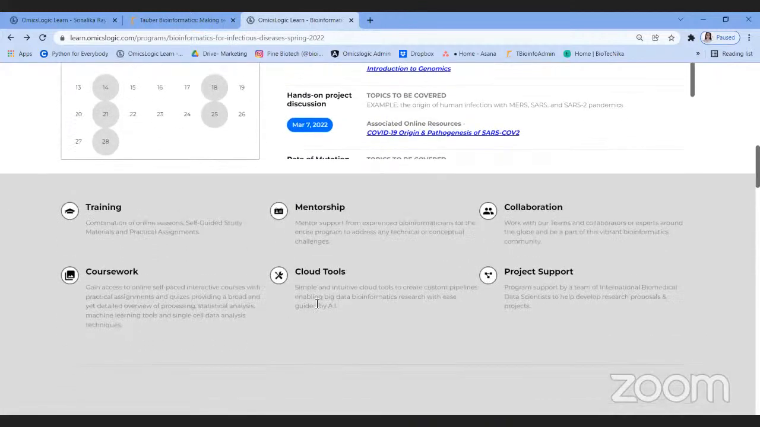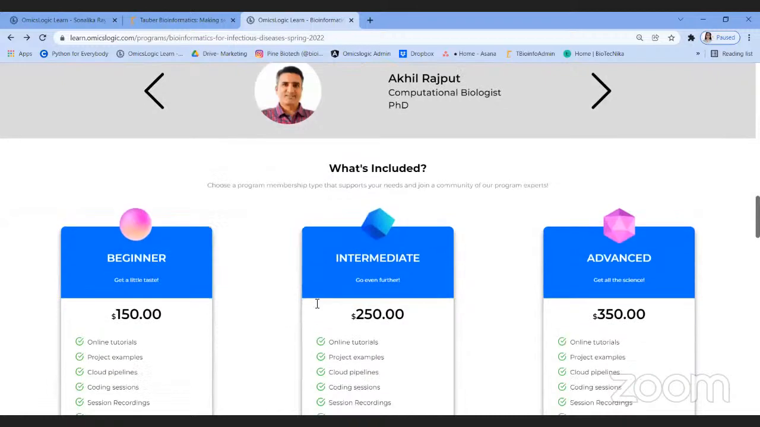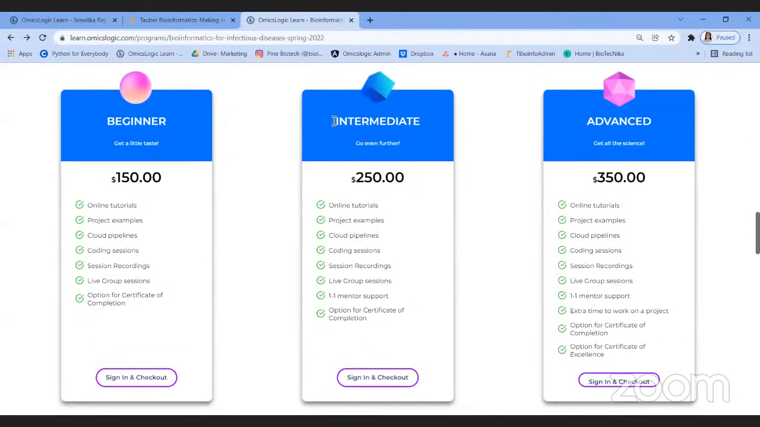Now, when you scroll down on the program page itself, you will find 3 levels to which you can refer to enroll yourself for the program. The first level is a beginner level, which includes access to live Q&A sessions, group sessions, and also the recordings, access to the Omislogic Learn portal, and the Bioinfo server educational pipelines. Then we have an intermediate level, which will give you access to one-on-one mentor support.